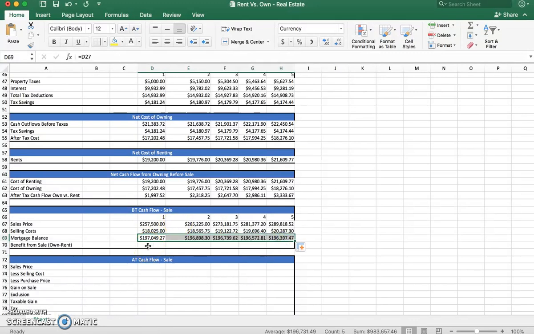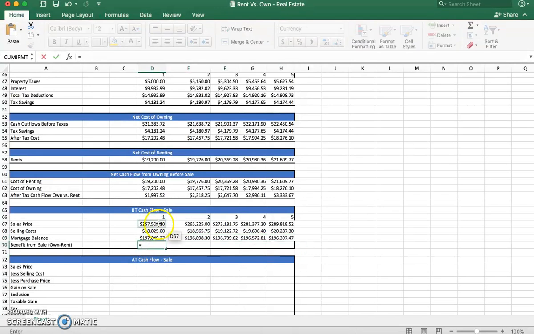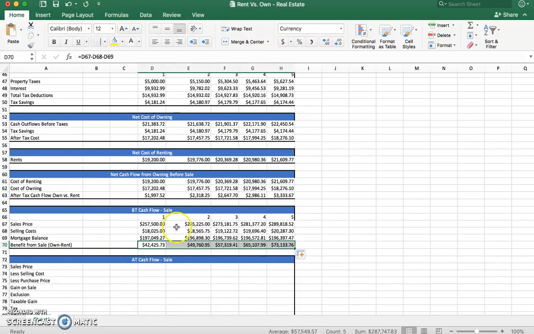Alright, and then the benefit from sale is going to be the sales price less the selling cost less the mortgage balance. Alright, let's go ahead and do that. We have that minus our selling cost minus our remaining mortgage balance. Alright, so we got a positive number. That's good. Perfect.